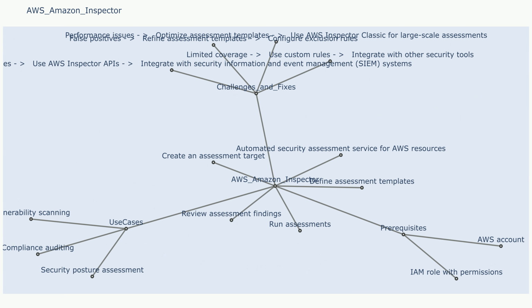Integration challenges. Fixes: use AWS Inspector APIs. Leverage the AWS Inspector APIs to programmatically manage your assessments, integrate with other systems, and automate tasks. Integrate with security information and event management SIEM systems. Connect AWS Inspector to your SIEM system to centralize security event logging, reporting, and analysis.